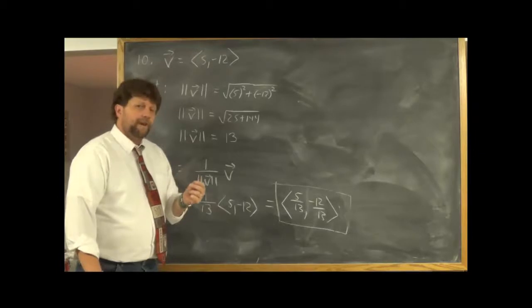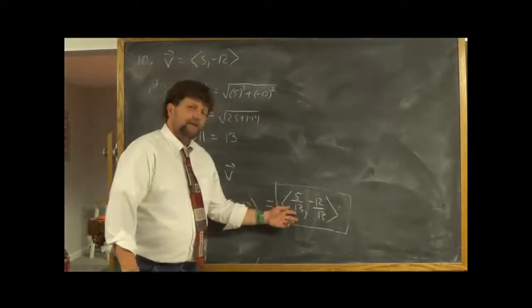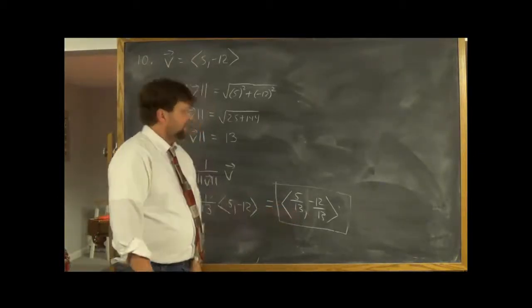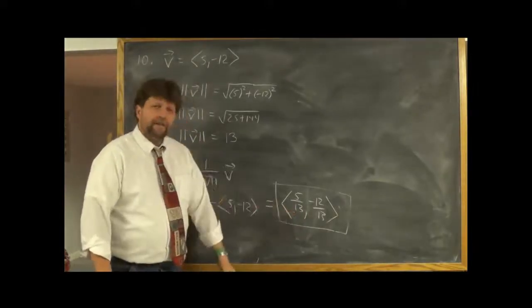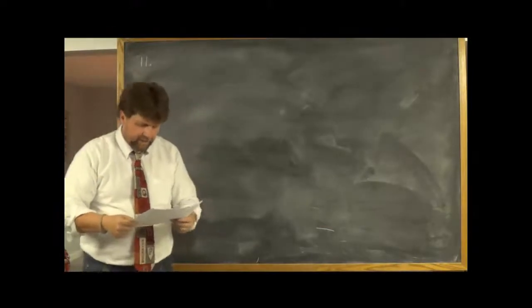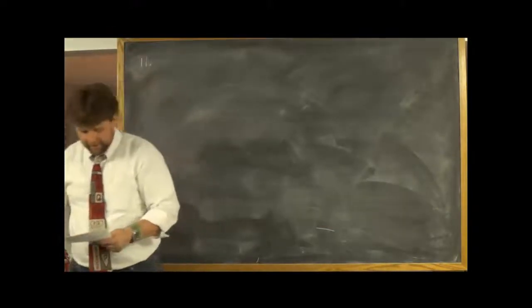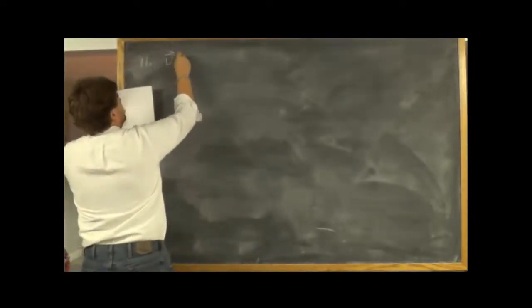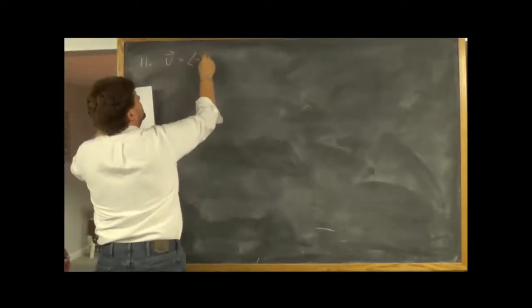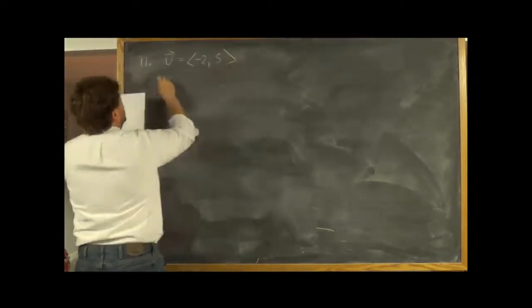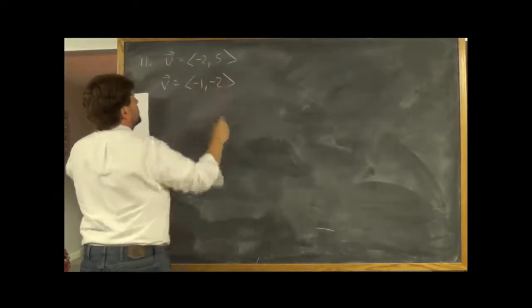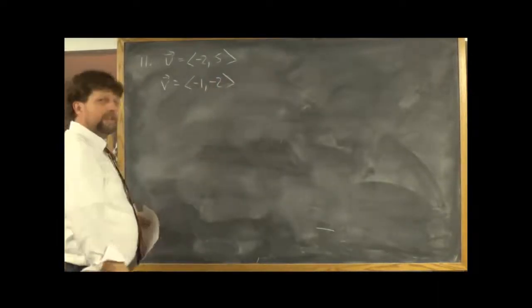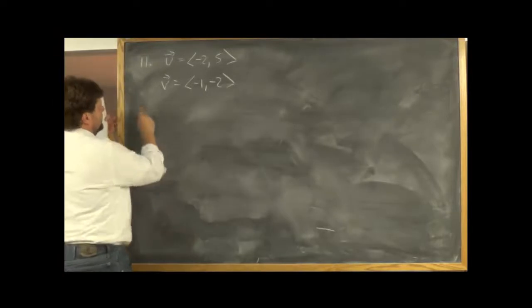And just remember what a unit vector is. A unit vector is a vector that has a magnitude of 1. So that's it for number 10. Hopefully you got that for the unit vector. All right, hey folks, here in number 11, you're asked to find the dot product of two vectors. Vector u is negative 2, 5, and vector v is negative 1, negative 2. So the dot product, very, very friendly.